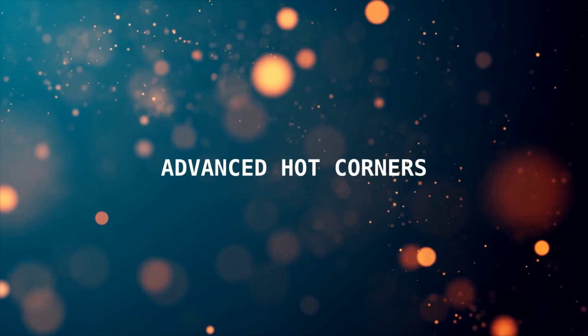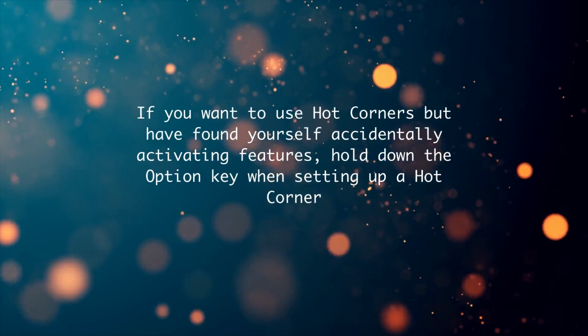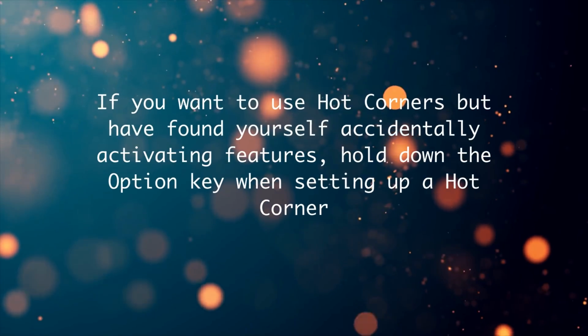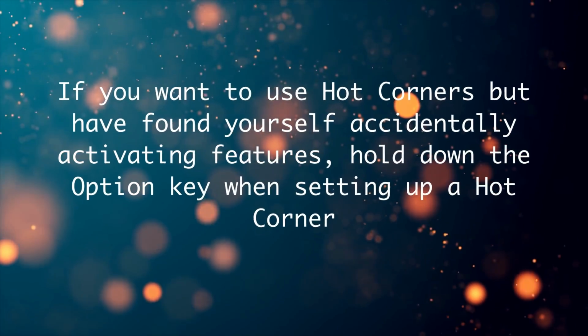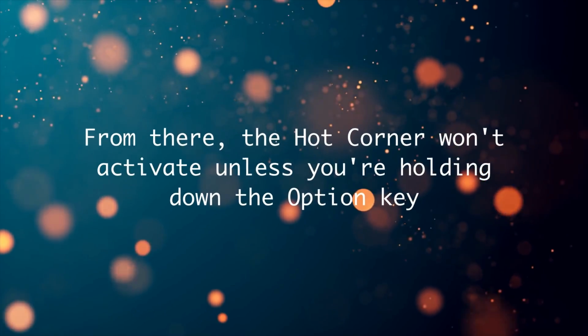Advanced Hot Corners. If you want to use hot corners, but have found yourself accidentally activating features, hold down the Option key when setting up a hot corner. From there, the hot corner won't activate unless you're holding down the Option key.